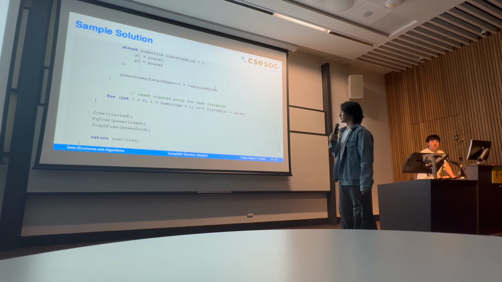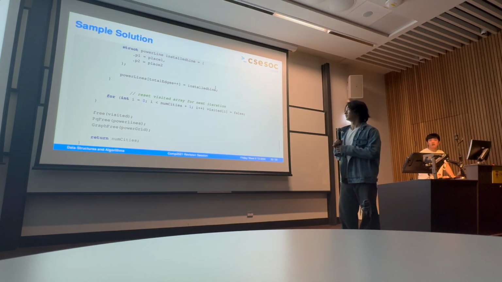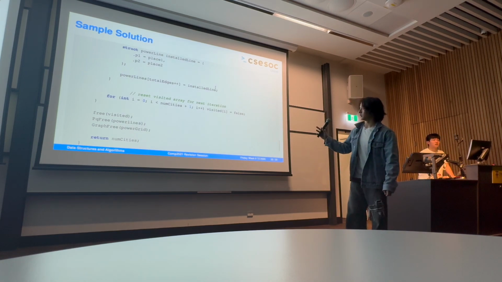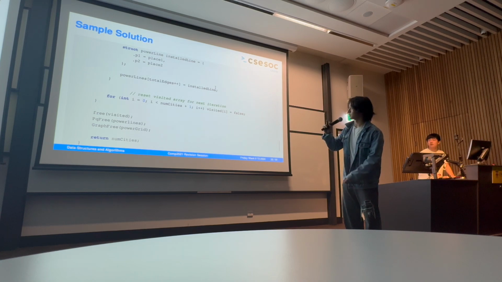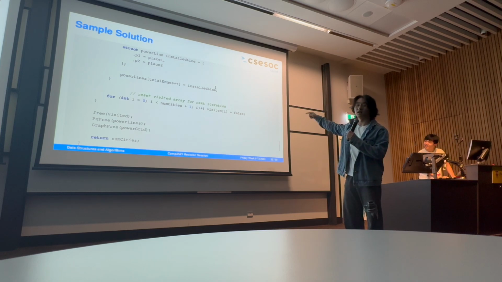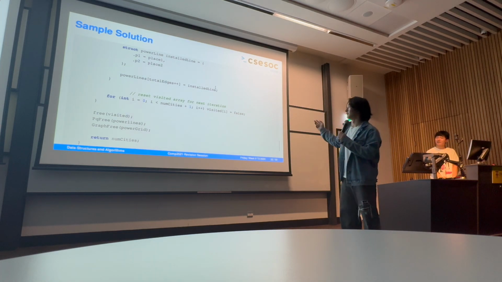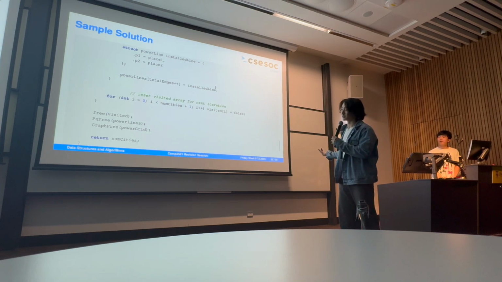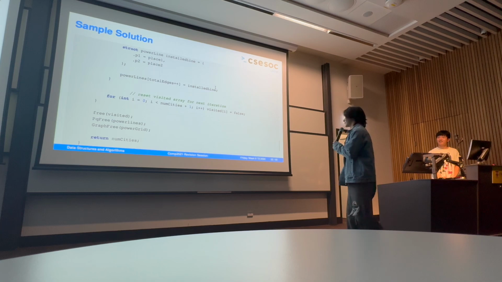And then we're going to call this installed line. Power lines and total edges, okay, this is just notation. What this does is we put the power lines into the installed line, and then we increment total edges afterwards. So this is like a post-increment, but it's just C++ notation. And then we reset the visited array for the next iteration, and we continue. That's the whole algorithm that's encoded.